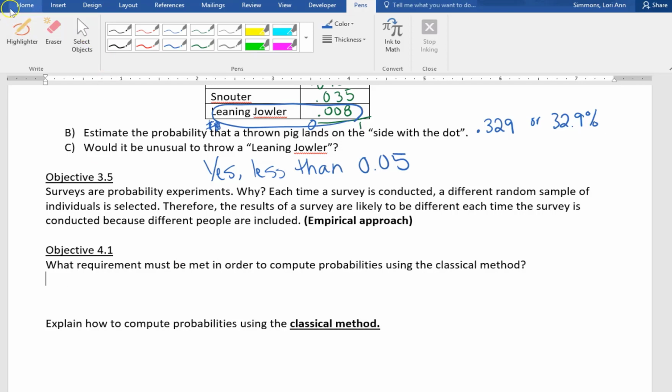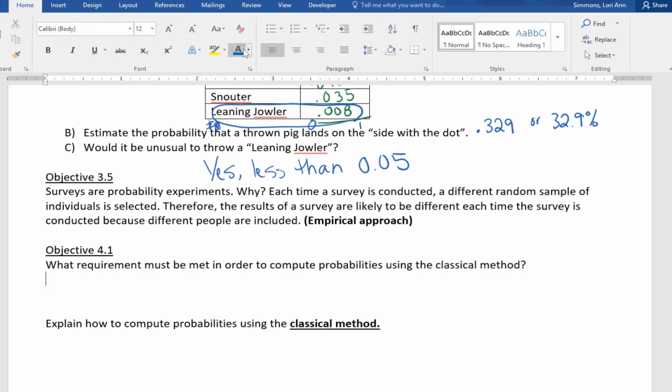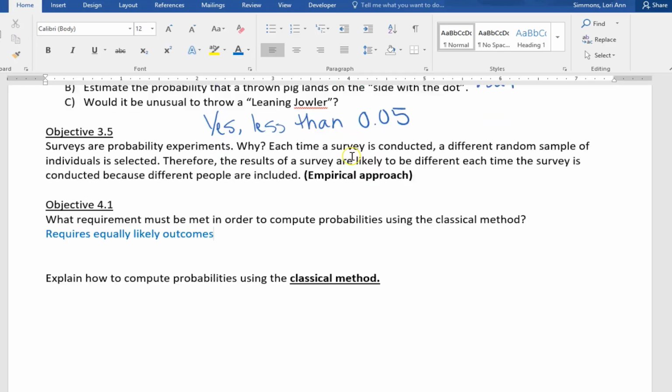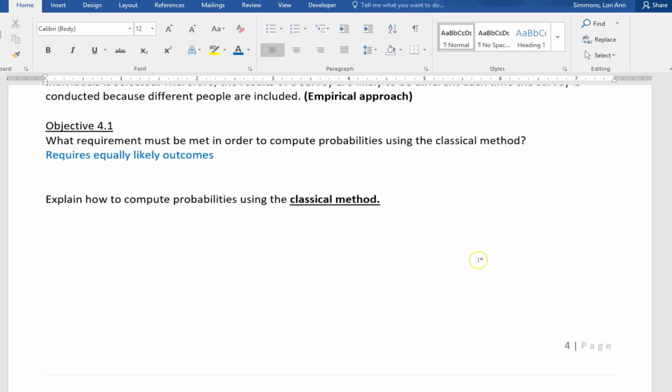All right, now what about classical? What requirement must be met in order to compute probabilities using the classical method? This requires equally likely outcomes. And how do we compute the probabilities using the classical method?